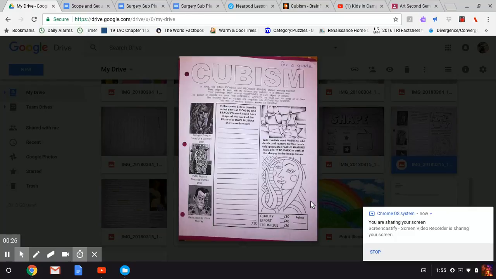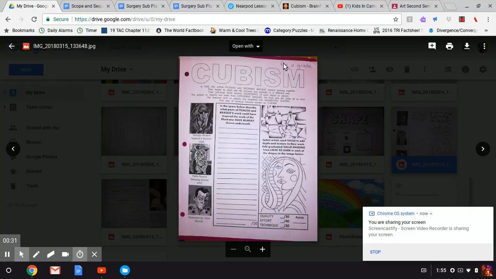about shape. So Cubism, if you look, and just ignore that says for a grade. That don't worry about that. This is just the only copy I had at home.